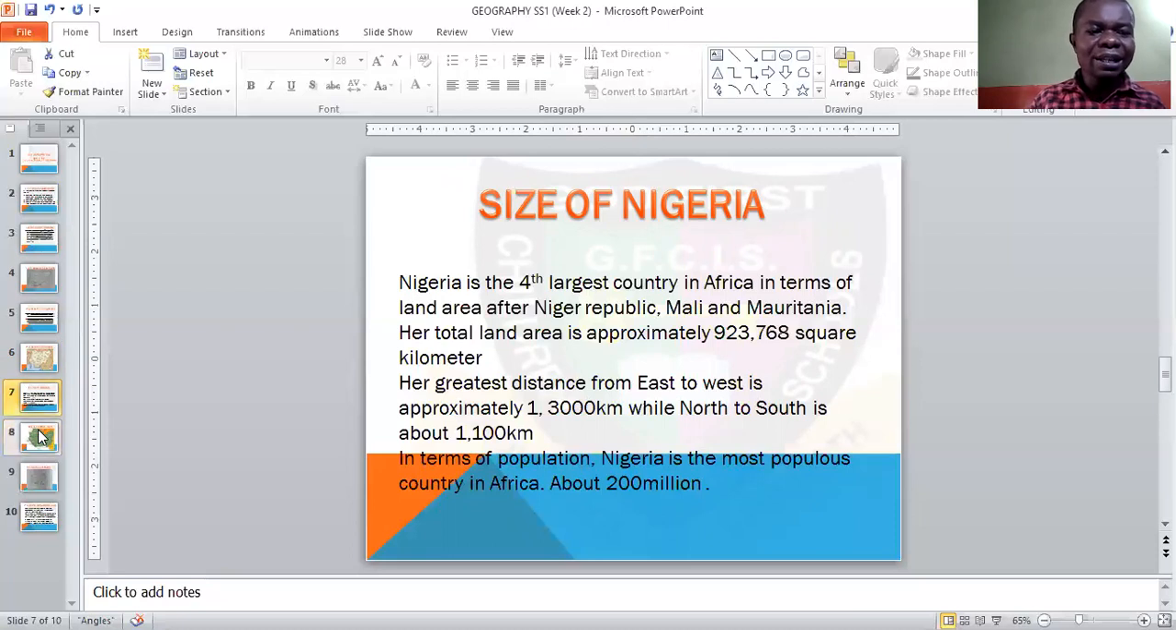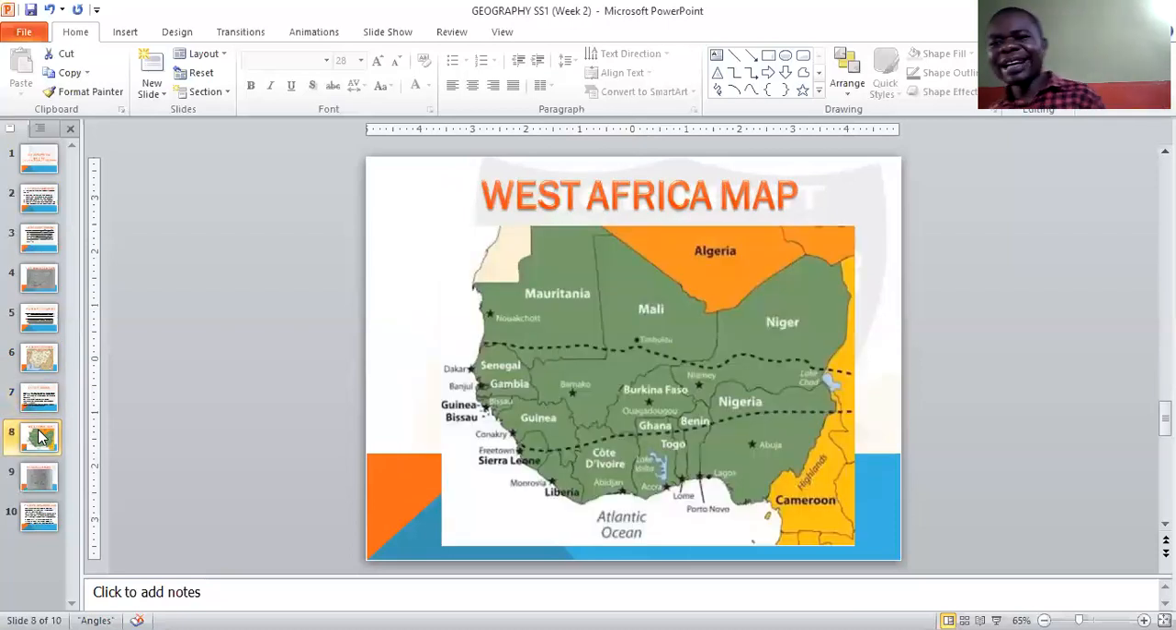We said Nigeria is the fourth largest country in West Africa. Let's look at it together. After Niger, this is Niger Republic. This is Mauritania. This is Mali. You can see the size of this place. You can see this is Mali. Mali comes here, occupies this area.